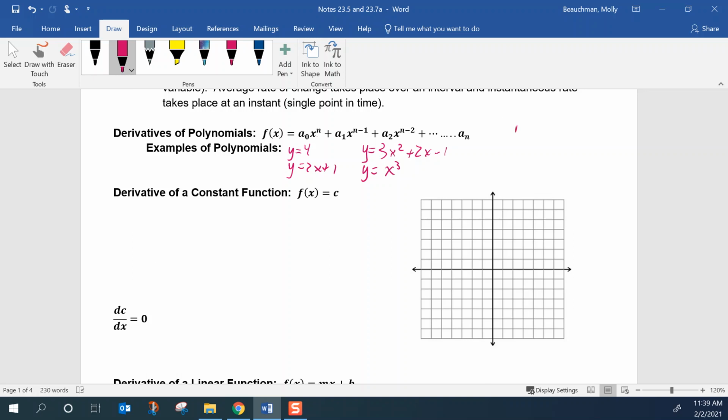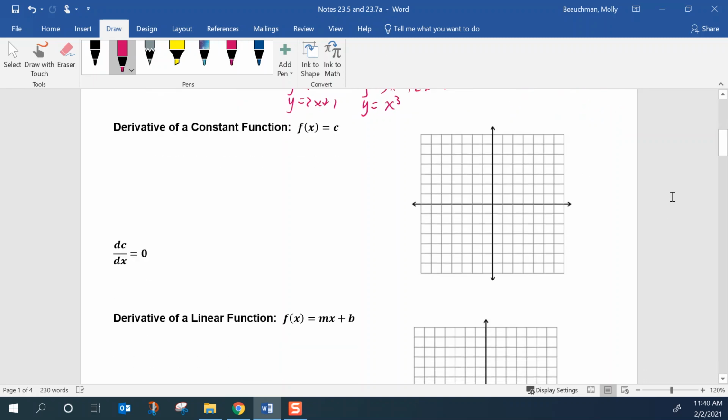Things that are not polynomials, things like y is equal to 1 over x, is not a polynomial, because that would be x to the negative 1. Anything that has x to negative powers, fractional powers, decimal powers are not polynomials. All right, so let's take a look and see what the derivatives look like with the functions that we're familiar with. If we take a derivative of a constant function, let's take a look at that.